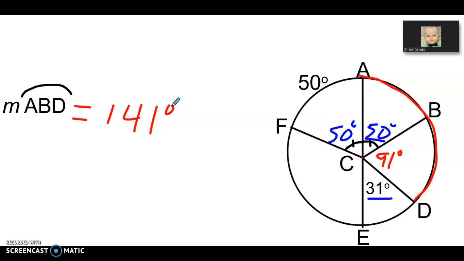All right, that's more than enough examples for you to hopefully be able to do central angles and arcs. I apologize for the length of the video, but we had a lot of vocab at the start.